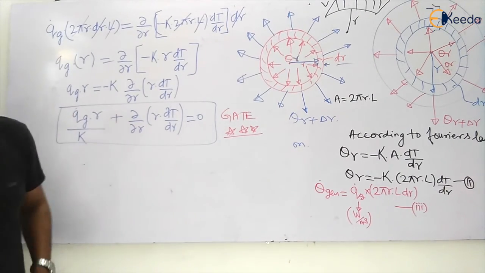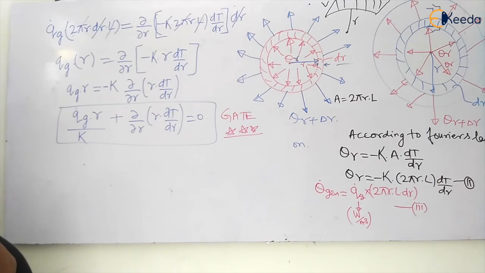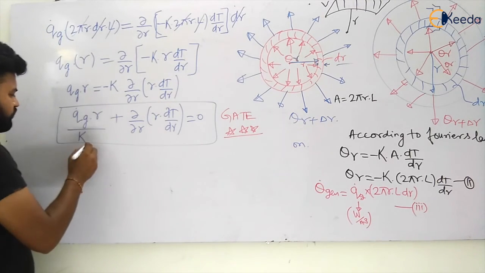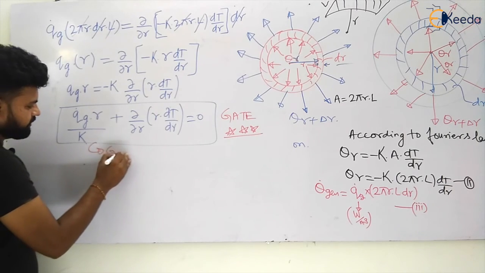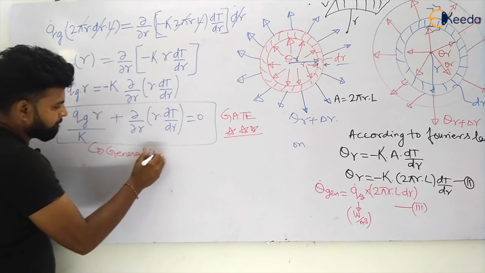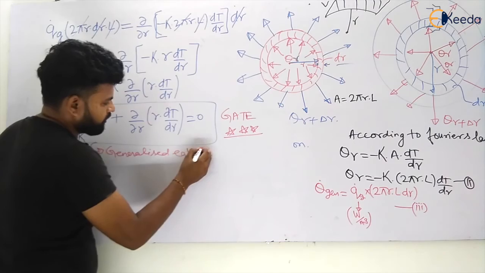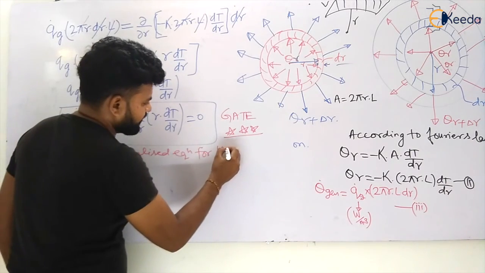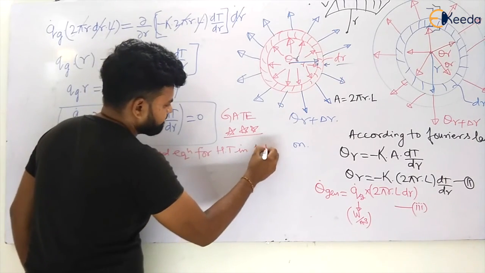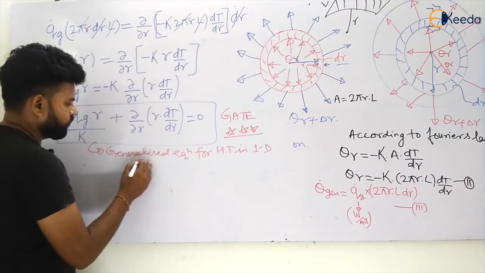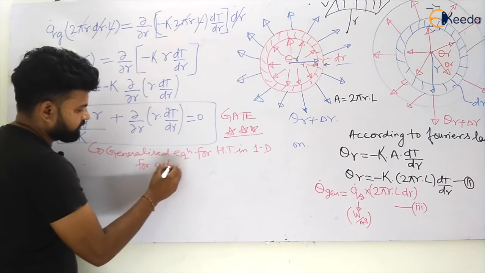So if heat generation is 0, what will be the conditions? Let us see. This is your generalized equation for heat transfer in one dimension for cylinders.